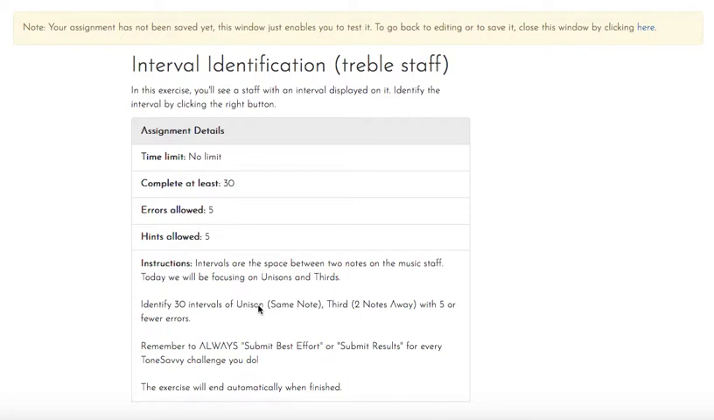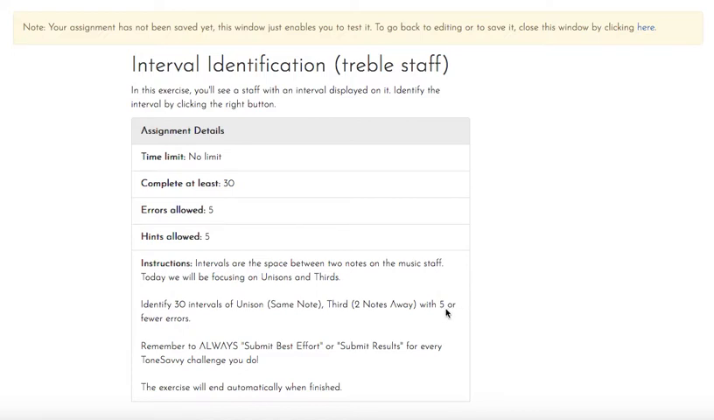Now, the next one that we're going to do today is called a third. And a third, as I mentioned right here for you, is two notes away. Now, it sounds like it should be three because it's a third, but in music, it's really two notes away. And I'll show you what that looks like on your music staff when we do a couple together.